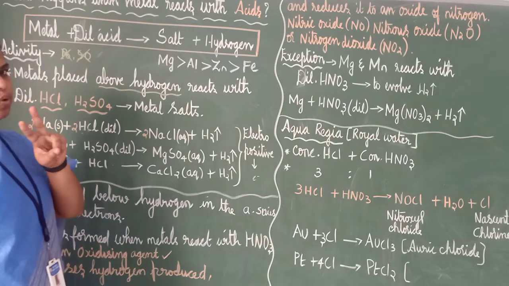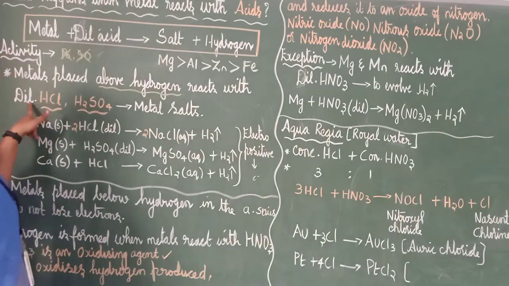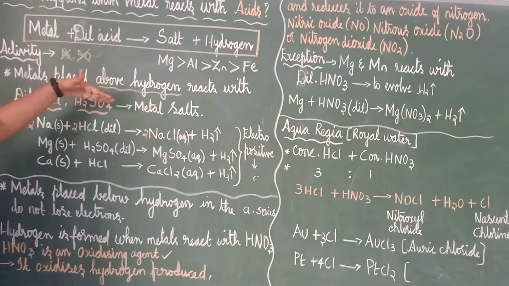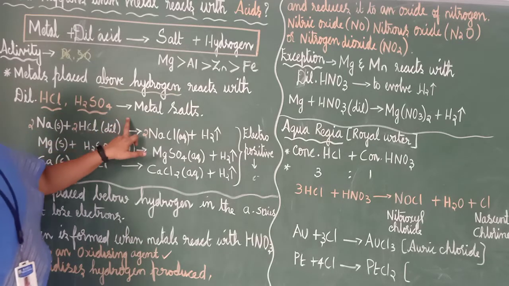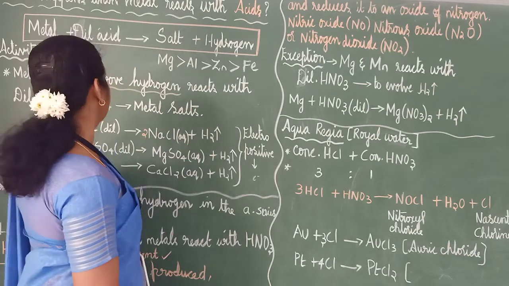Dilute acids, both HCl and H2SO4. The metals placed above hydrogen react with dilute HCl or dilute H2SO4, we are not using concentrated acids. You will get metal salt. Plus, what will you get?